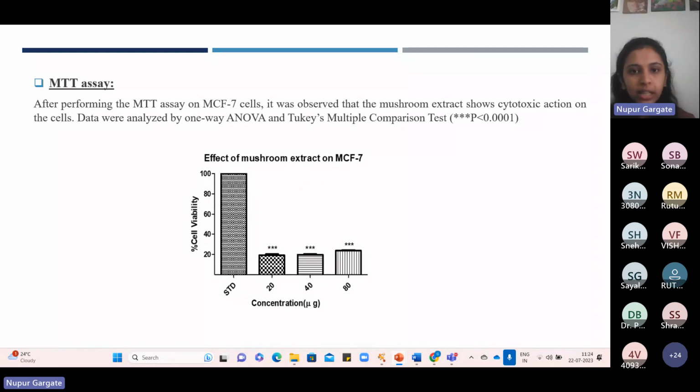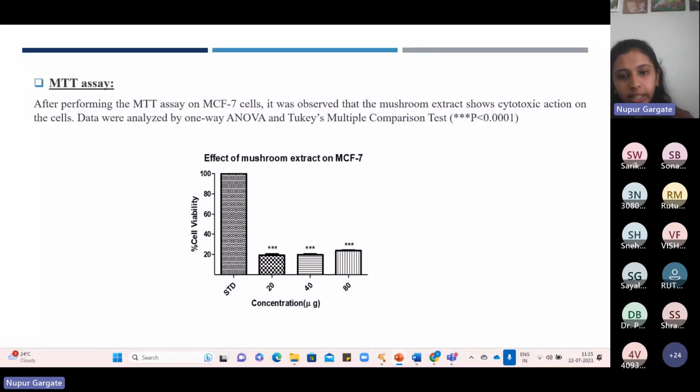The assay was performed on MCF7 cells, and these were the results which were obtained. Here is the graph presented between cell viability and concentration. We can see that for the standard solution, cell viability is 100%, which means that when the standard solution was applied, no cells died, all the cells were alive.